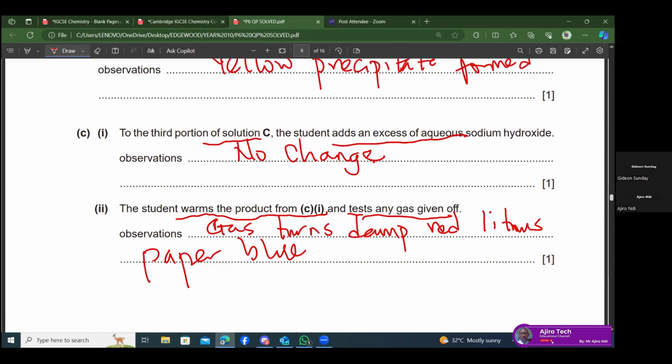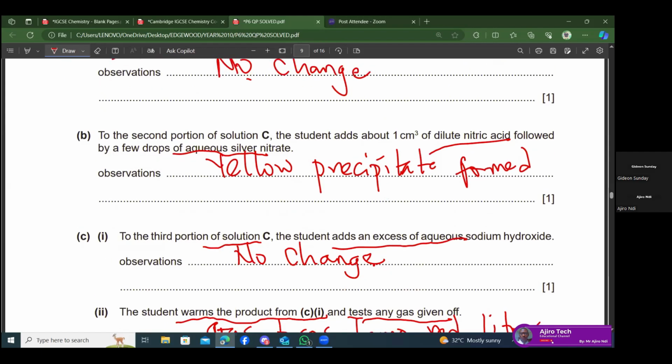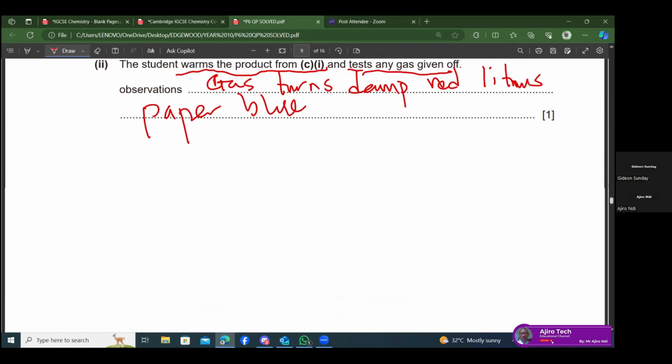The second part says, the second portion of solution C, the student adds about 1 centimeter cube of nitric acid followed by a few drops of aqueous silver nitrate. So when you add a few drops of this, you know you are testing for the iodide, and that is why it gives a yellow precipitate. So this is the correct test for the iodide part of the compound. So that is that.